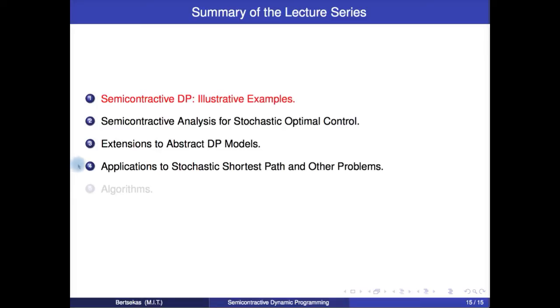In the fourth lecture, we're going to discuss various applications such as stochastic shortest path problems, affine monotonic problems, minimax type of shortest path problems, and optimal control problems of the type that we saw in the linear quadratic context. Finally, the last lecture will deal with computational algorithms, value iteration, policy iteration, and variations of those that are tailored to addressing the difficulties that we have discussed.